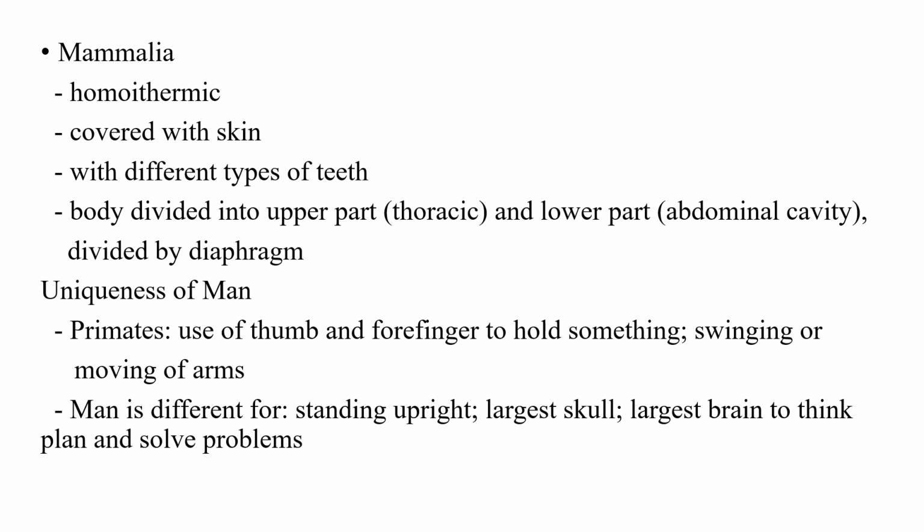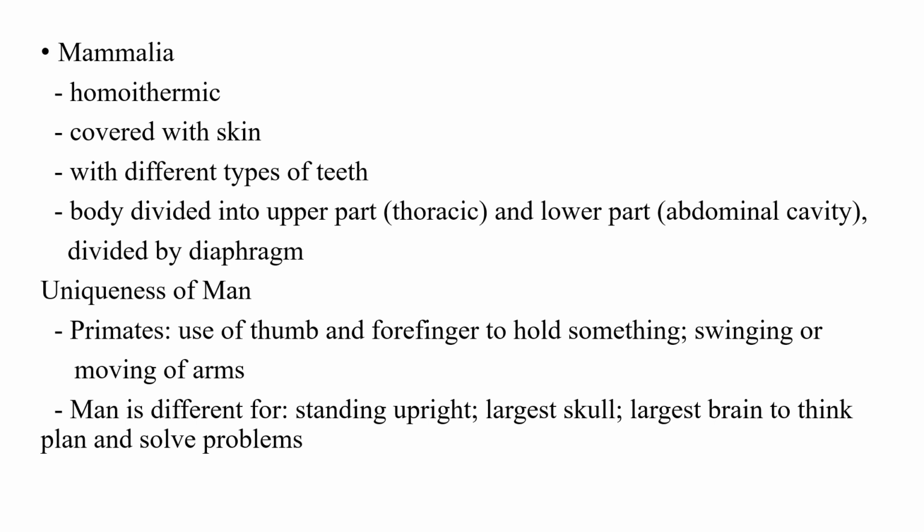Following the Aves are the Mammalia. Mammalia are the ones generally referred to as mammals. They have a definite temperature, that is, their temperature is constant, and that is why they are referred to as homeothermic. They are also covered with skin, and they have different types of teeth. That is why their type of teeth is referred to as heterodonts. That is, the teeth have different shapes and different structures, and that's why they are made for different functions.